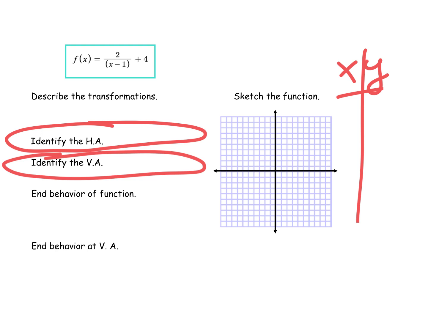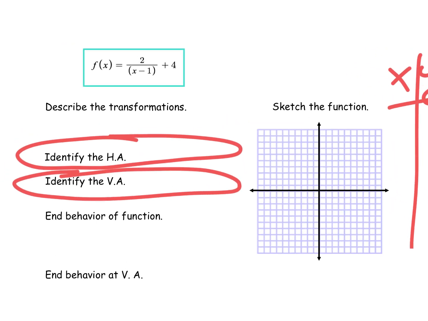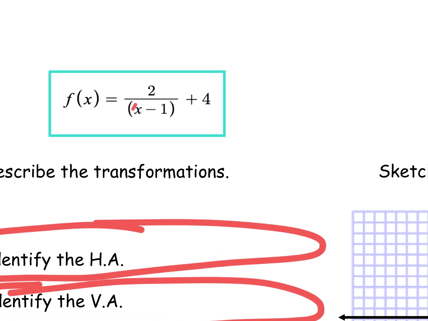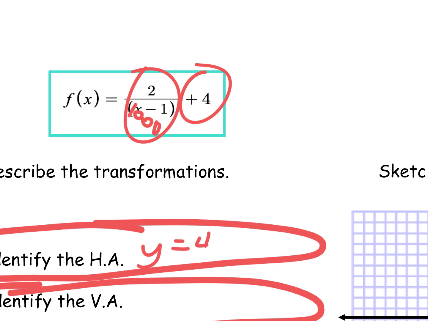Trent, walk me through the horizontal asymptote thing. Put 1,000 where X is. Okay. And then is 1,000 minus 1 pretty much 1,000? What's 2 over 1,000 pretty much? Pretty much 0. And then you add 4. So it's just y equals 4. Y equals 4. You are correct, sir.